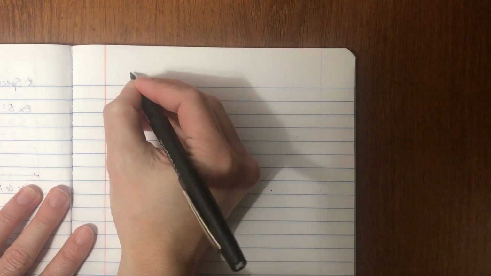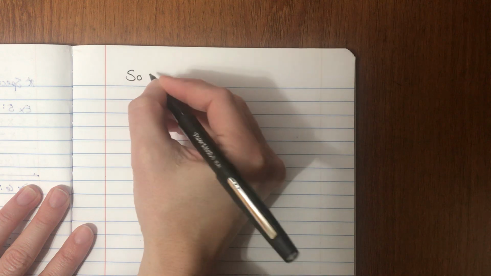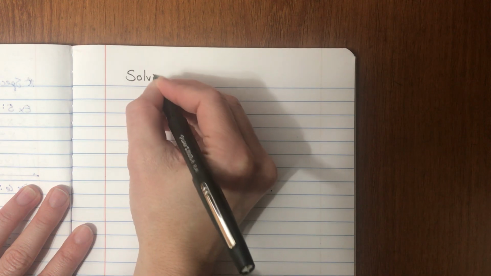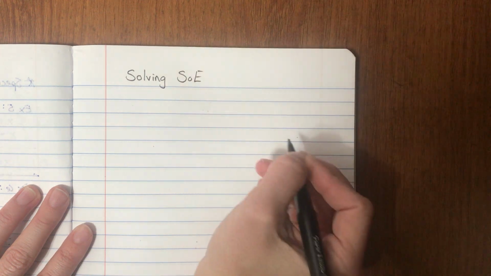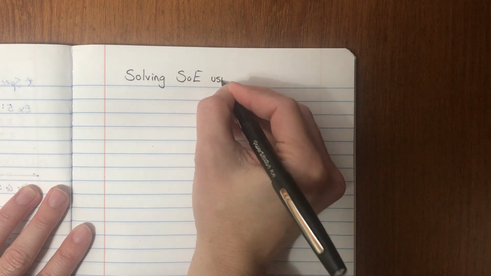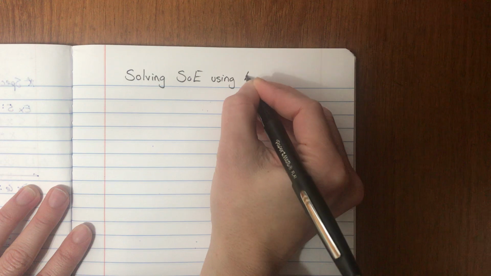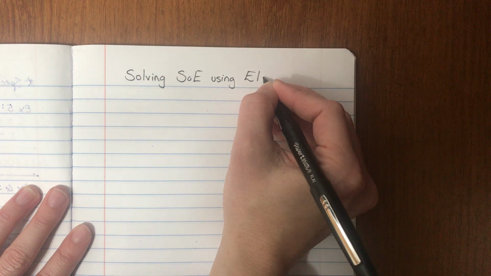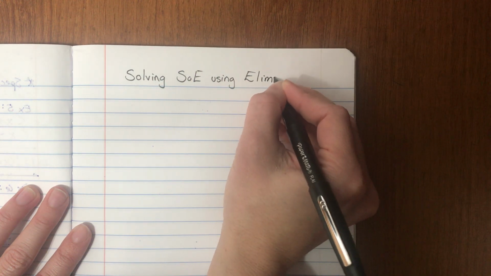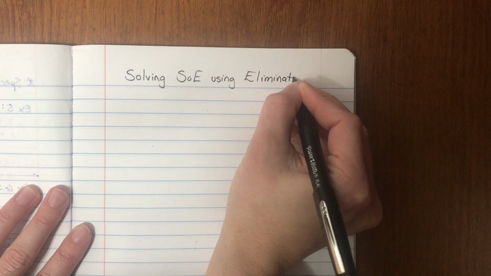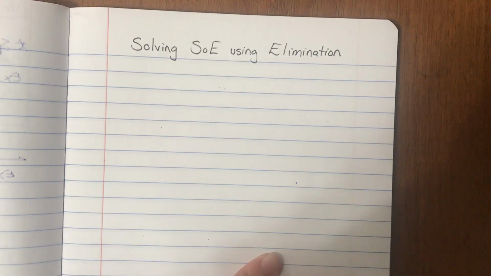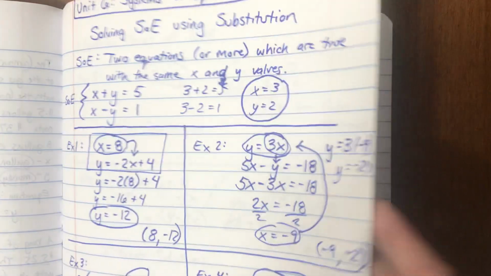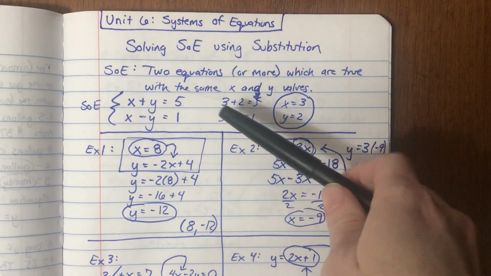Today we're going to work on a different way of solving a system of equations, and it's called elimination. So we are still solving systems of equations, I'm going to put SOE, using what we call elimination.